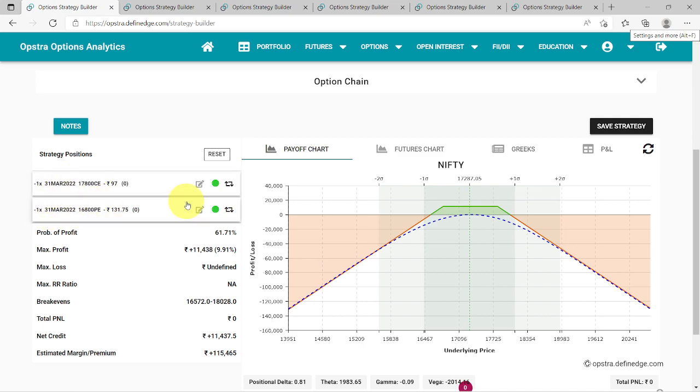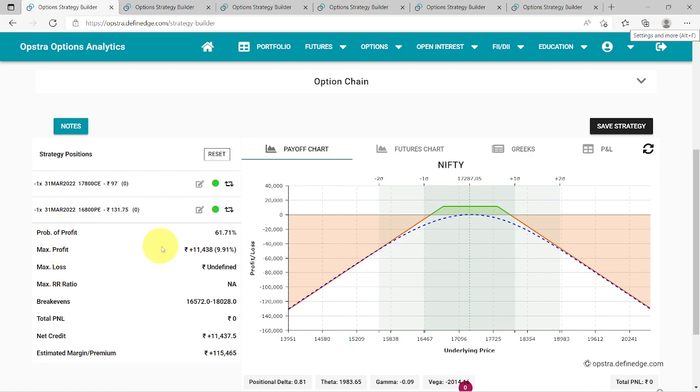I have sold them both, and this is called a payoff diagram, which shows that today the market is at 17,087. You will be profitable till the market goes to 16,590, 16,572. You can see the break even here. It is between 16,572 and 18,028. You will be profitable. The green zone represents that you will be in profit when the market is trading in this range till 31st of March. And if it crosses that range, your break even is breached and you will go to unlimited loss.